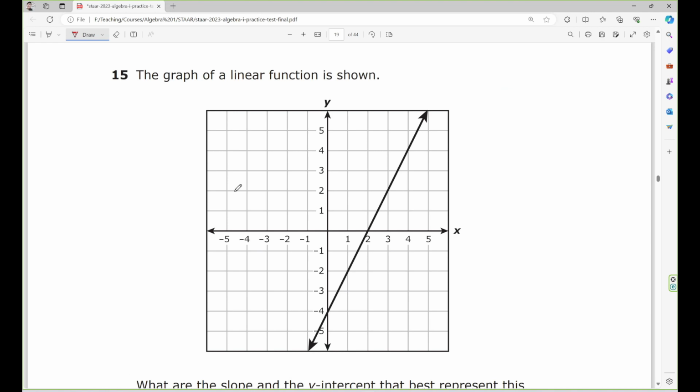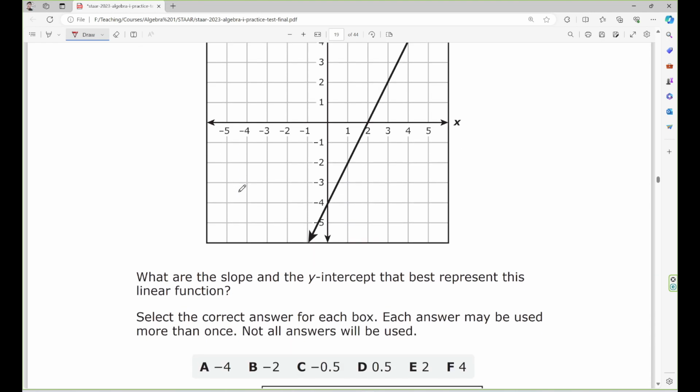The graph of a linear function is shown. What are the slope and the y-intercept that best represent the linear function? The slope, pick a point right here. Pick the point right here. Okay. Slope equals rise over run. Count down, 1, 2, 3, 4, 5. Oh, 4. 1, 2, 3, 4. So it should be negative 4 because it goes down. And it's 1, 2. Go to the left, 2. So it's going to be negative 2.